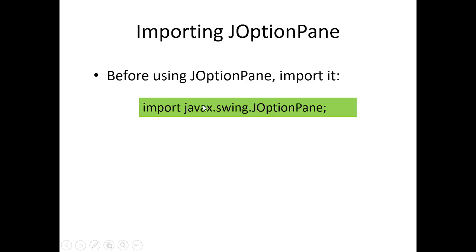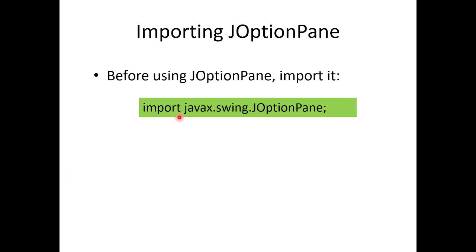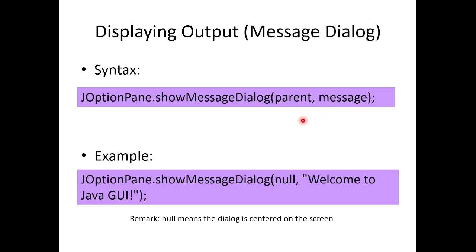Okay, so to use this JOptionPane, you need to import. This should be the first line in your program. To import, we have javax.swing.JOptionPane. This is one package, under swing, followed by the semicolon. Then you can start using it in the program.